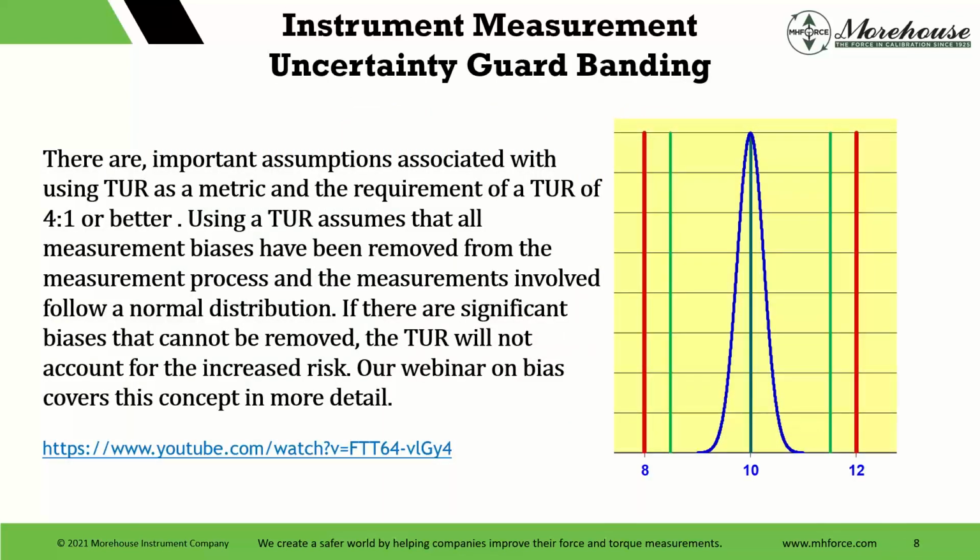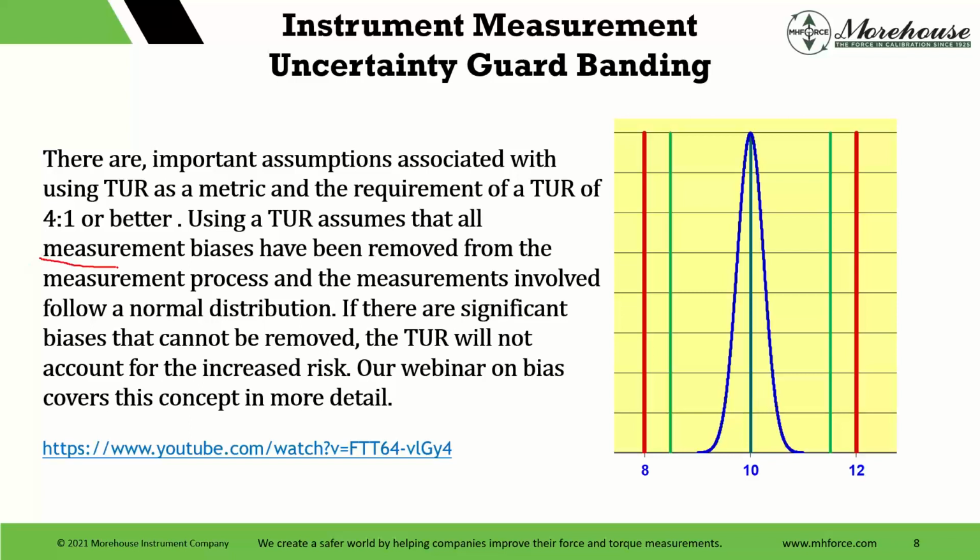The other assumption people make to handle their risk is they say, okay, I just want to make sure you're 4 times better. Doesn't impact what the slide I just showed. A 4-to-1 TUR doesn't do anything for that location of the measurement or the drift or any of that stuff. And it also assumes that all measurement biases have been removed.